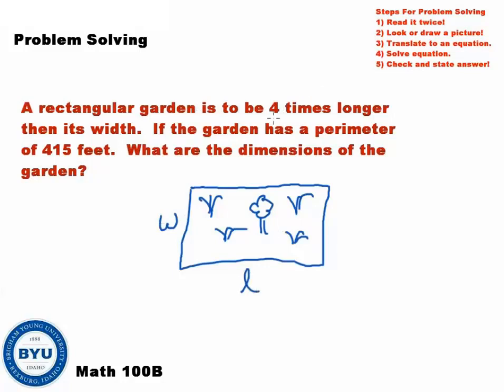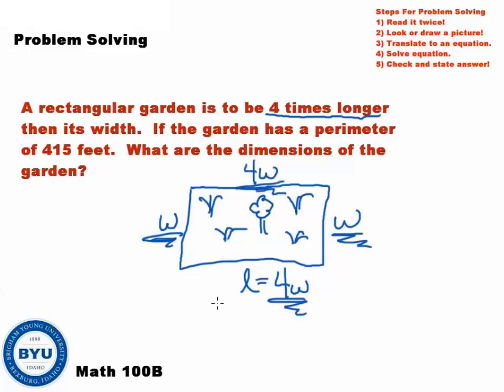Now they tell us that it needs to be 4 times longer than its width. So I know that the length is going to be 4 times w. Okay, 4 times w. So that means over here we have 4w, over here we have 4w. Well, this would be w, and this would be 4w. If we added these all up, we get 10w for our perimeter, and we want that to equal 415 feet.